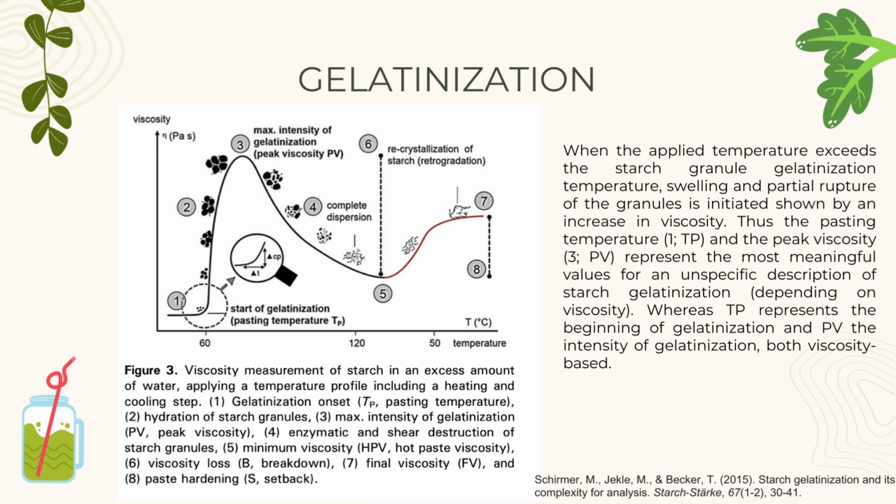Thus, the pasting temperature and the peak viscosity represent the most meaningful values for an unspecific description of starch gelatinization, whereas Tp represents the beginning of gelatinization and Pv the intensity of gelatinization, both viscosity-based. As the temperature goes down, depending on the type of starch, there is possible reassociation of these molecules to organize again, and this is what we call retrogradation. Reassociation of molecules to form a gel requires starch with a high amount of amylose. Meanwhile, non-retrograding starch is much more stable, with a higher amount of amylopectin.